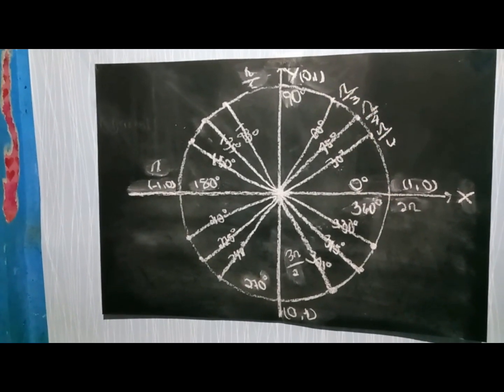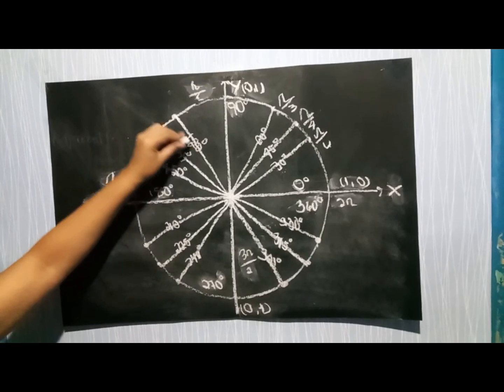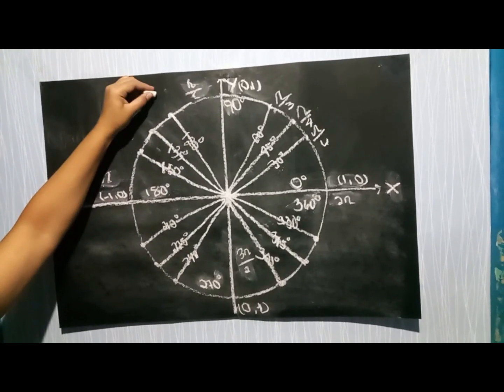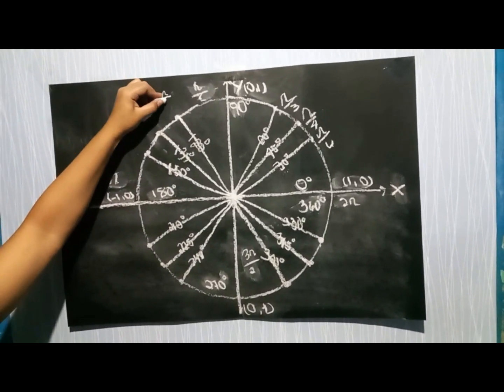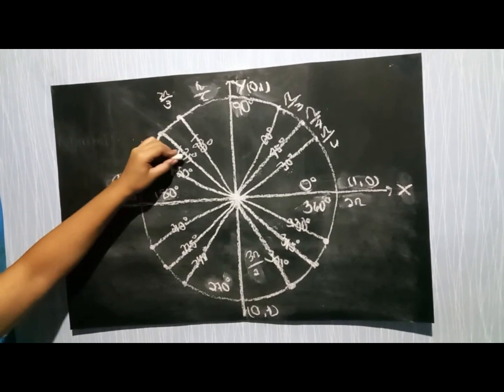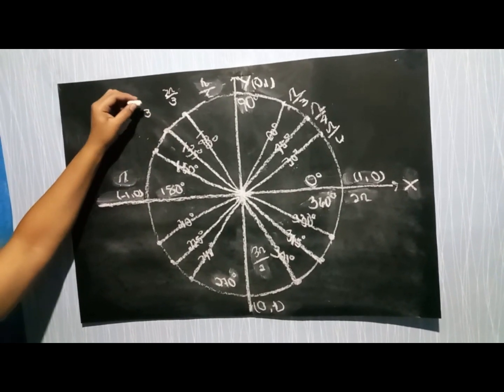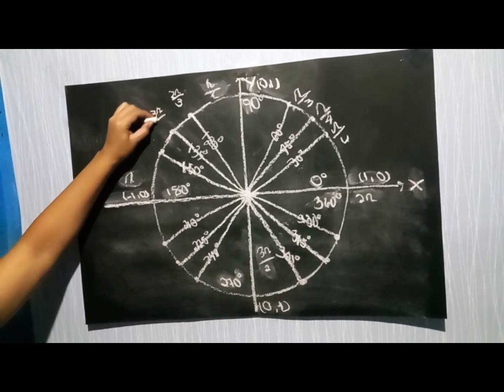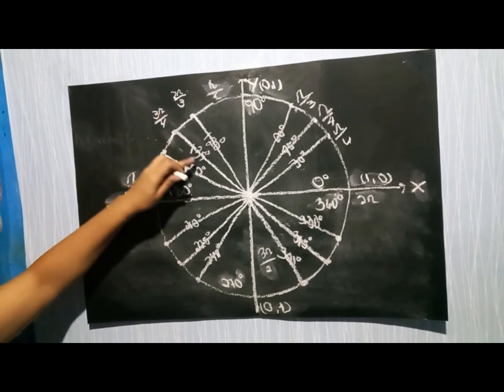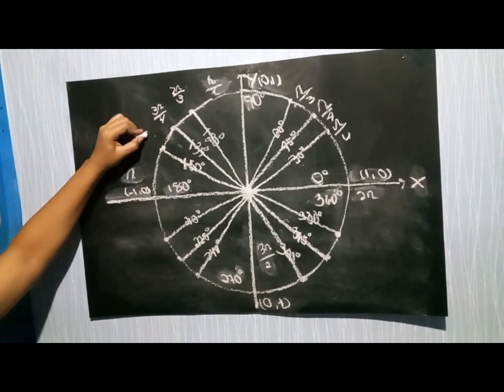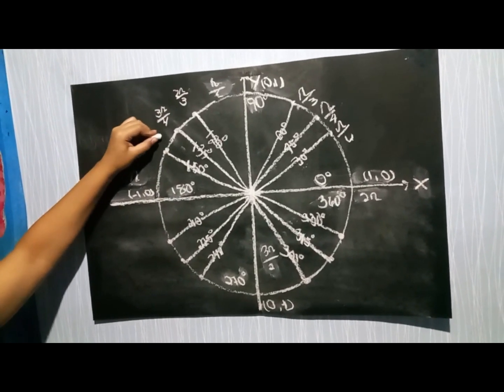Now, let's move on to the second quadrant. In 120 degrees, this is 2 pi over 3. In 135 degrees, this is 3 pi over 4. In 150 degrees is 5 pi over 6.